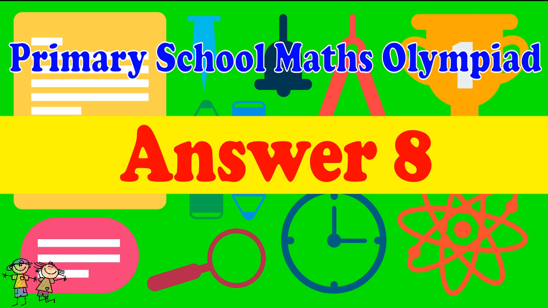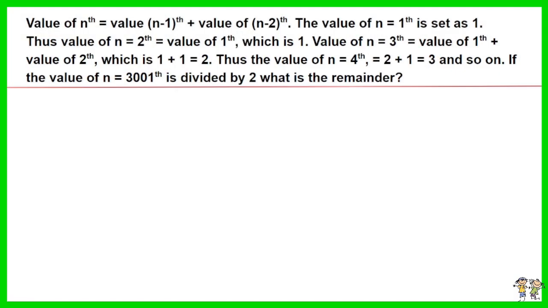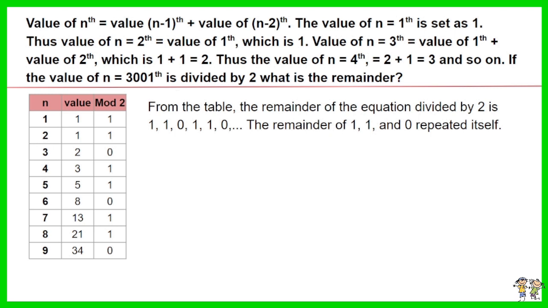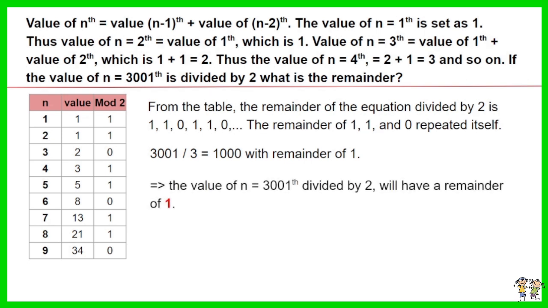Answer for question 8. The table shows the remainder of the equation for values of n equals 1 to 9 when divided by 2. From the table, the remainder of the equation divided by 2 is 1, 1, 0, 1, 1, 0, and so on. The remainder of 1, 1, and 0 repeats itself every period of 3. Divide 3001 by the period of 3. We have 1000 with the remainder of 1.